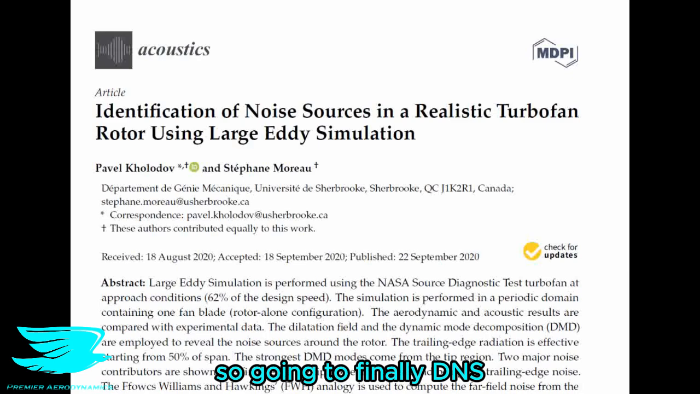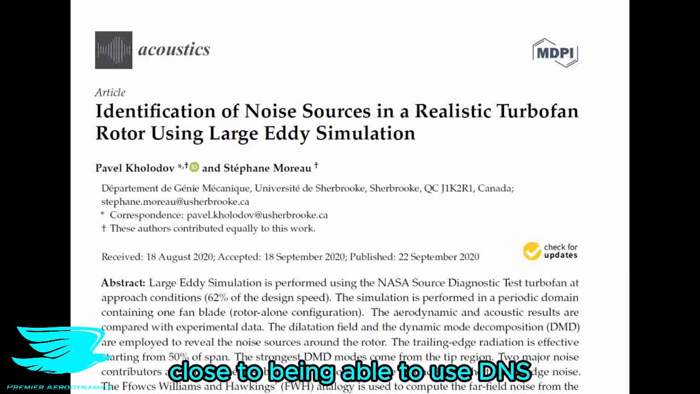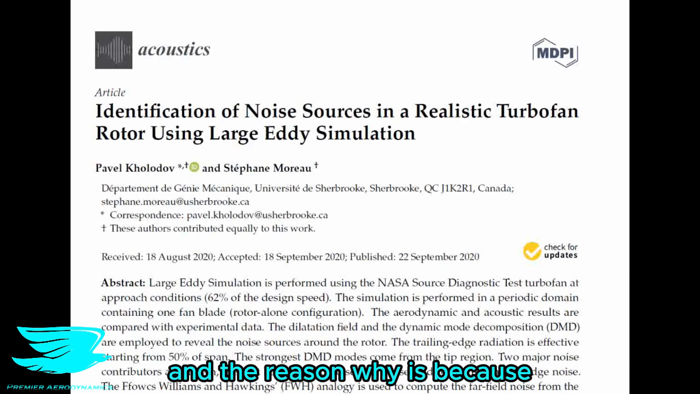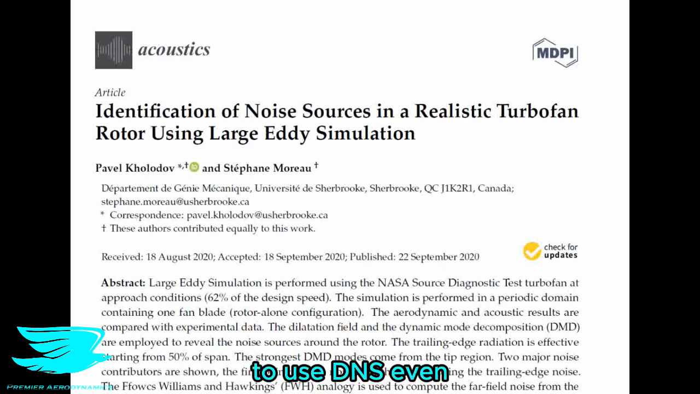So going to finally DNS, direct numerical simulation, we do resolve all the turbulent structures, but we are nowhere near close to being able to use DNS for any practical application, even something like one stage of a turbine, or even one blade of a turbine. To use DNS, even for one blade, you would need something like 1 billion cells or more. And to do a regular turbine, you'd need billions, maybe even tens of billions of cells. Currently, we're at around 200 million to about 1 billion cells, which is where the industry standard is today.